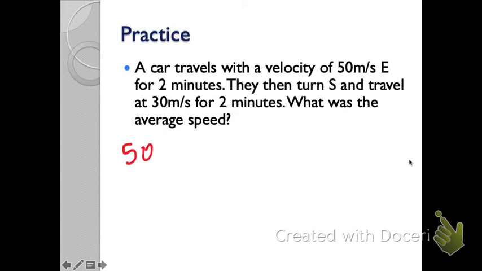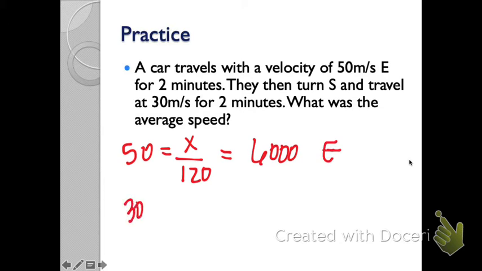If we go 50 equals x over 120, what was the distance we traveled for the first part of our trip? This one was 6,000 meters east. And the second part of my trip was 30 meters per second for 120 seconds also, so this was 3,600 meters south.